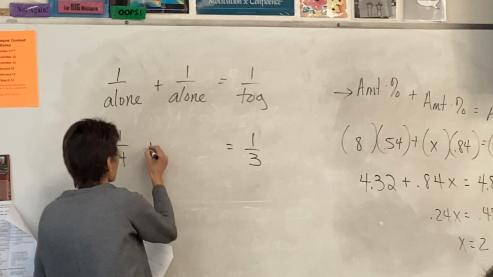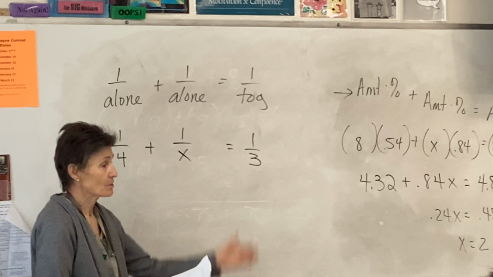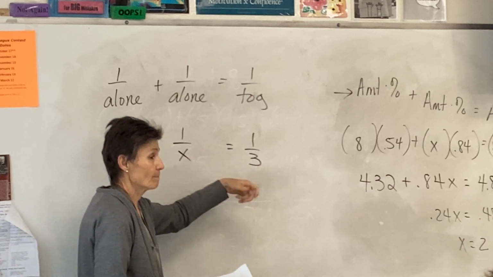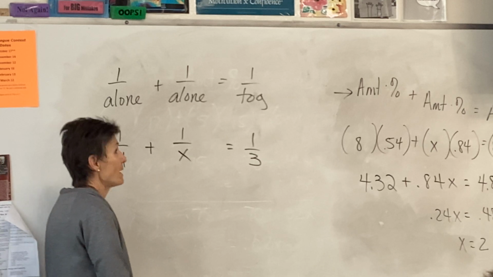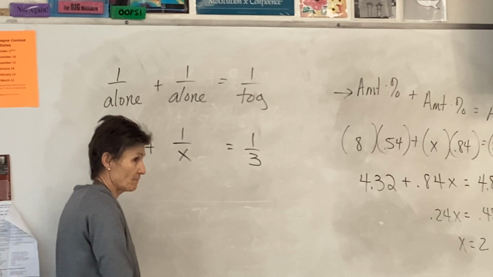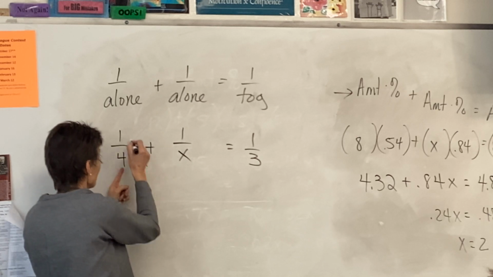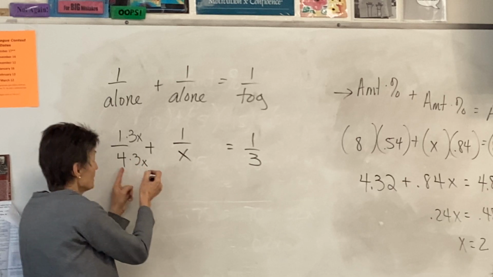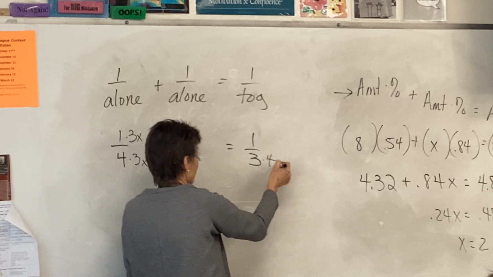The question is, how long does it take Zach alone? So I'll call that X. Does that make sense? It's always 1 over alone plus 1 over alone equals 1 over together. Can I make all those denominators match? What would they all have to be if they were all going to match? 12x. So this one needs a 3x. I'm making them all 12x. This one needs a 12. This one needs a 4x.